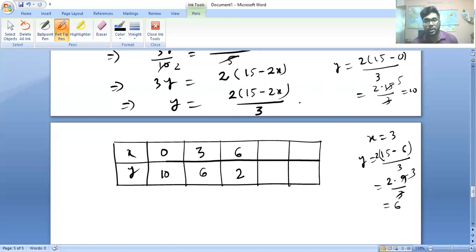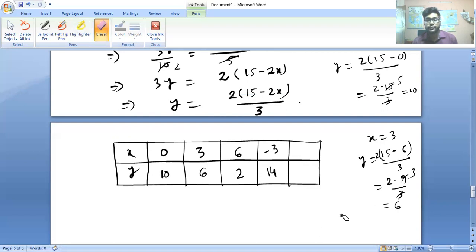So suppose I'm putting x ka value minus 3. So it becomes 15 plus 6, 21. 3 7s are 21. So it becomes 14. If I put x ka value minus 3, this becomes 15 plus 6, 2 by 3. Right? So 21 into 2 by 3. 3 7s are 21, 7 2s are 14.